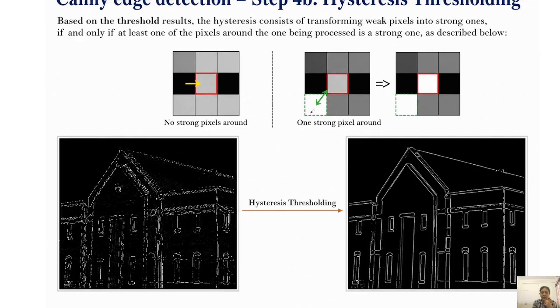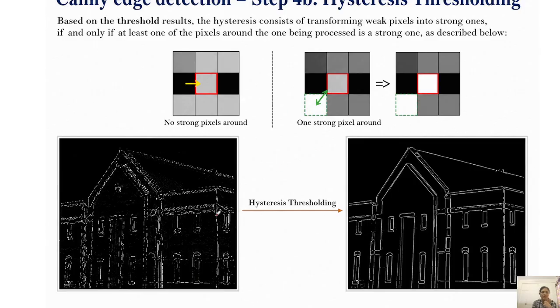If that white pixel is there, what is the meaning of it? If any of the neighbors is a white pixel, then we can consider that this also belongs to the particular edge. This is what is given here. So this was a gray pixel, and as one of our neighboring pixels is white, we can surely tell this is also a part of the edge. So this is what hysteresis thresholding is.